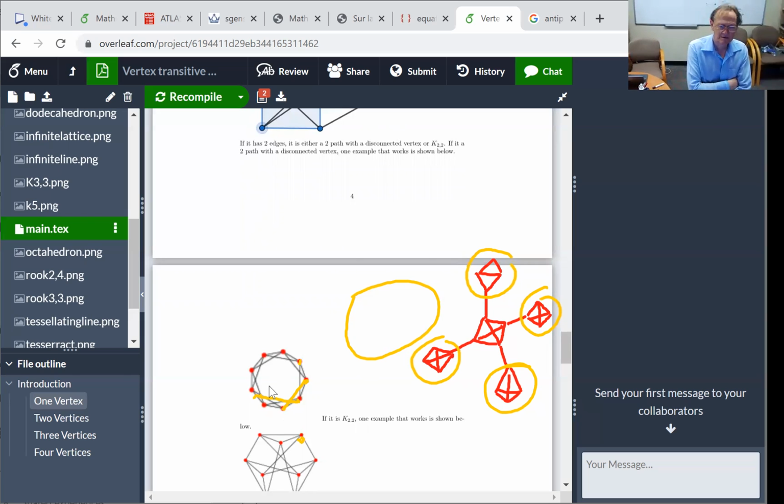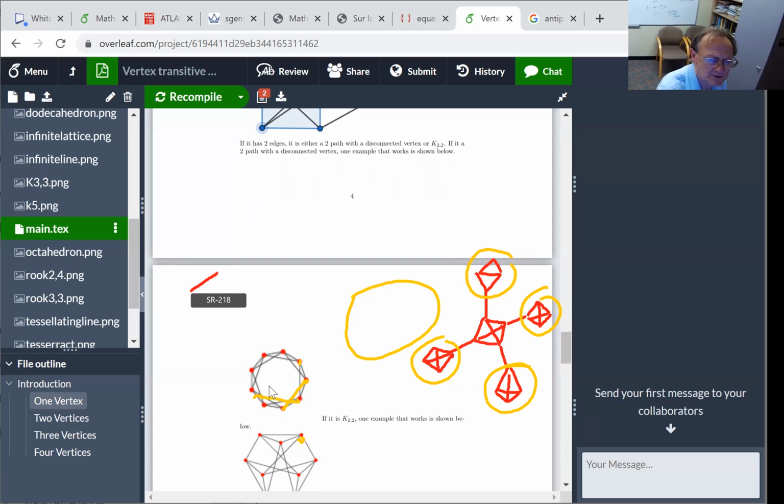Do you have one then? Like a two-path with a disconnected vertex? I think you can get it. Maybe. Two paths or one disconnected. What you're thinking about is something like this, a two-path, and then a vertex. Is that right? Yeah, I got confused. Centering in, you get something like this.